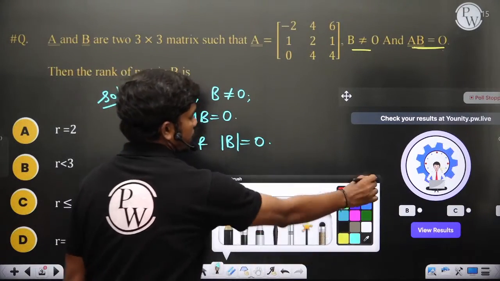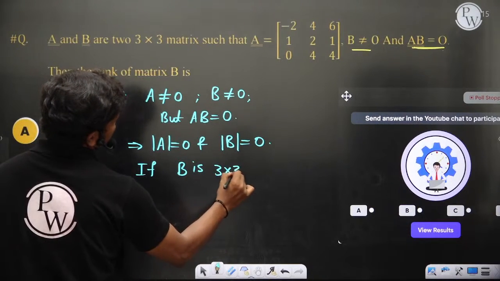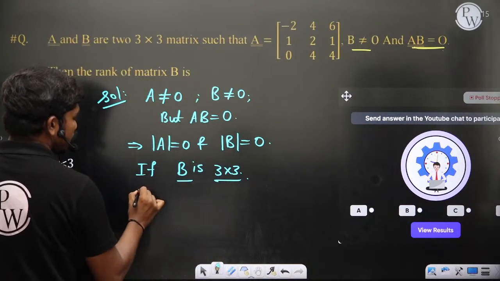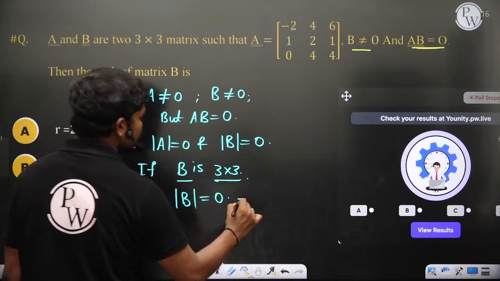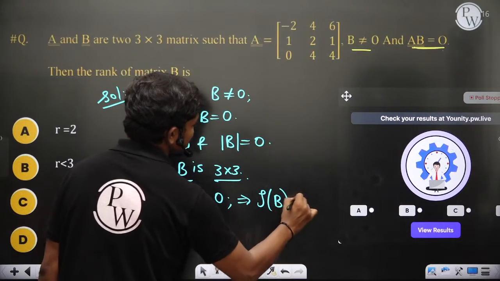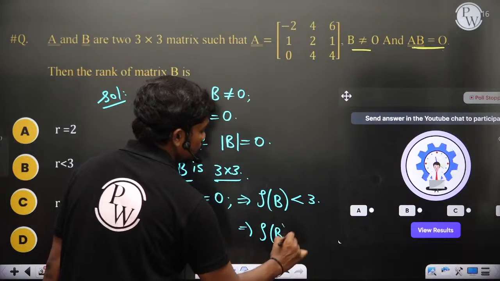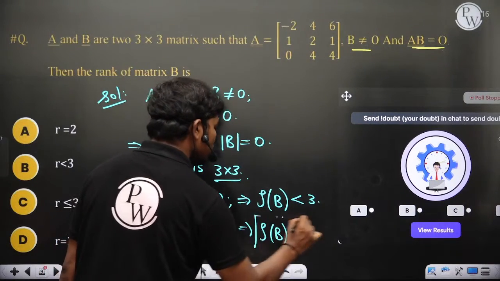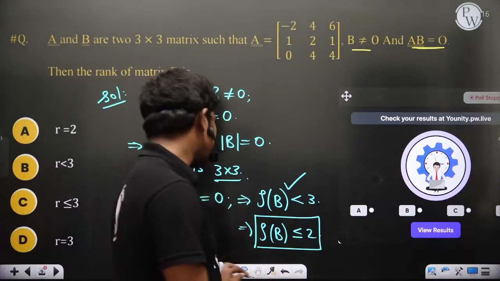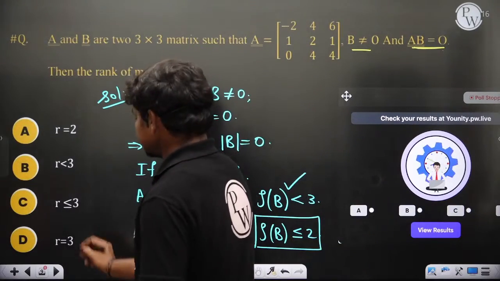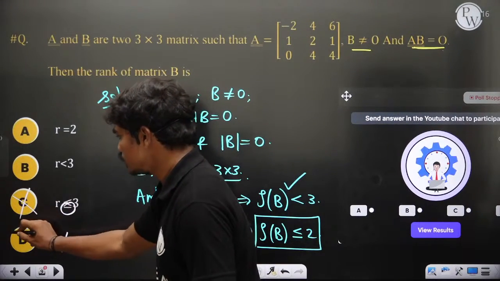If B is 3 by 3 and determinant of B is equal to 0, this implies rank of B is less than 3 actually. Yes, it could be less than or equal to 2. We don't know whether it's 2 or not 2, but we know only one thing, this rank of B is less than 3, which means it is less than or equal to 2 in fact. So anyway, r equal to 3 is wrong because determinant of B is 0. This equality sign is there here, so this is also wrong. These two are wrong.